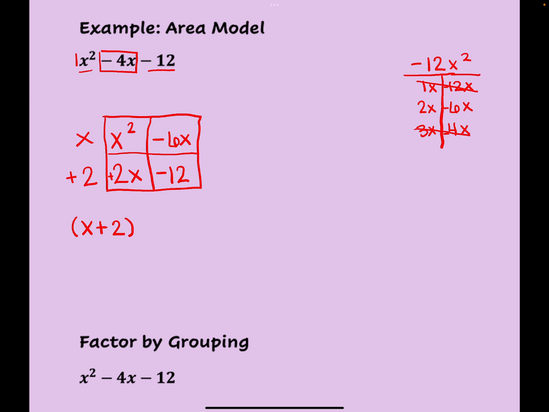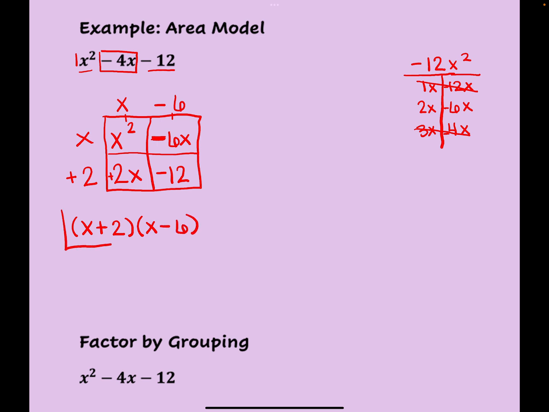Now, that's each row's GCF. Now, let's look at each column's GCF. X squared and positive 2x, both of these have an x that I can factor out. Then the second column, negative 6 and negative 12, they both have 6 that I can factor out. And because the box closest to the 6 is negative, I'm going to take out a negative 6. So my second factor is x minus 6.